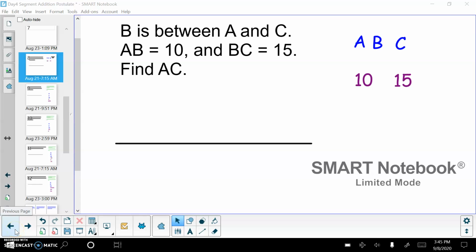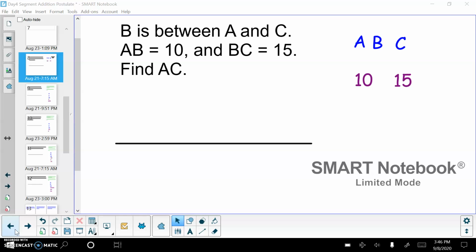Hello, this is our video to introduce the segment addition postulate for geometry. And basically what the segment addition postulate is saying is that if you have two smaller line segments and you put them together and it makes a larger one, and you know the lengths of the two smaller ones, you can just add them together to get the larger one. Or as I like to say, small piece plus small piece equals the larger piece.